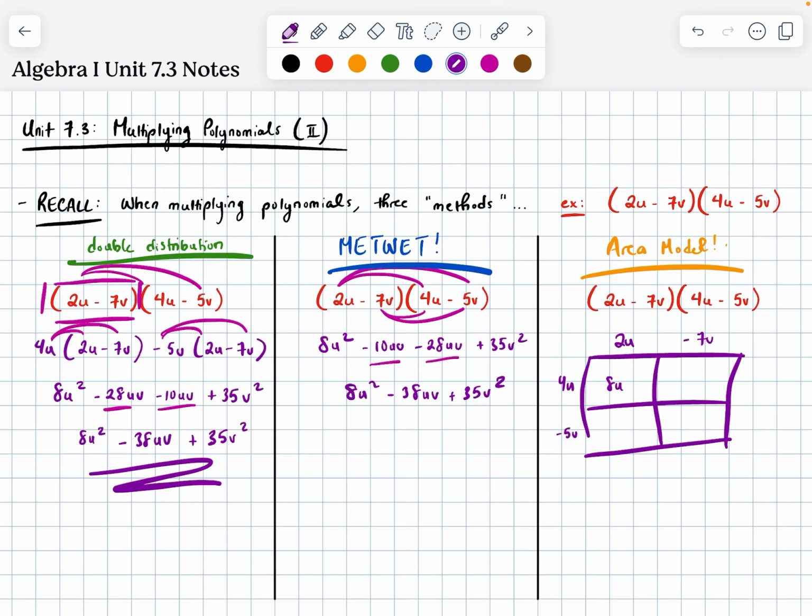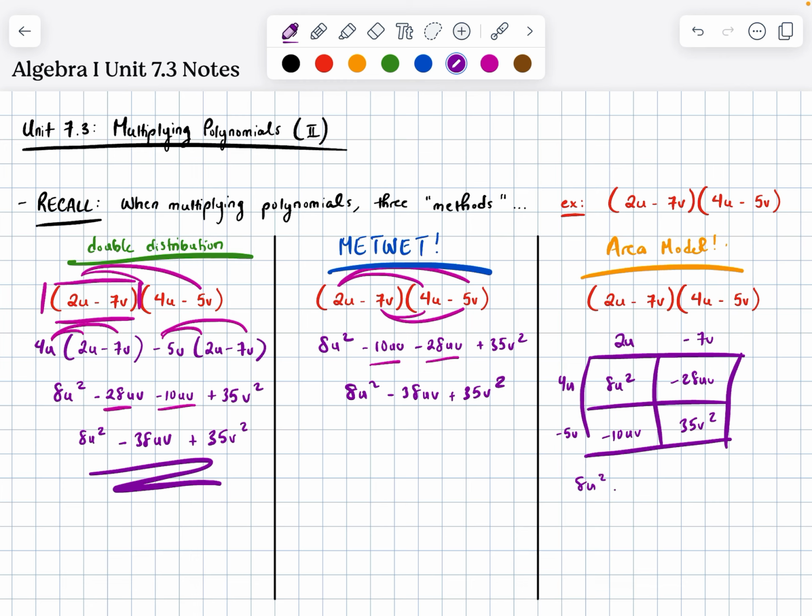Well, that's just length times width. So on the top left, that would be 2u times 4u. Look at that. There's our 8u squared. Top right, there's our negative 28uv. Bottom left, there's our negative 10uv. And bottom right, there's our positive 35v squared.